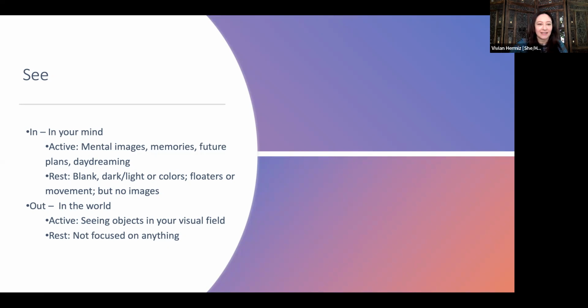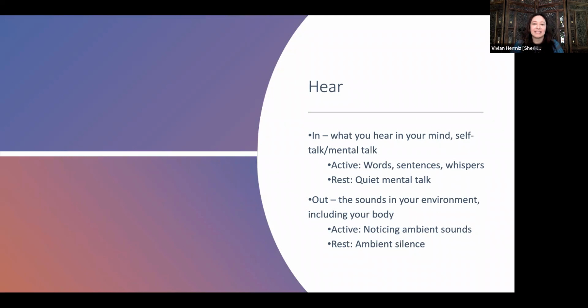The next field that we're going to work in is our hearing. And in here, you also have hearing in and hearing out. Hearing in is what you hear in your self-talk, mental talk, the dialogue that goes on. A lot of times, if you think about what thoughts are, they are some combination of just that mental self-talk, or you've got images from the see field of seeing in, as well as a hearing component.